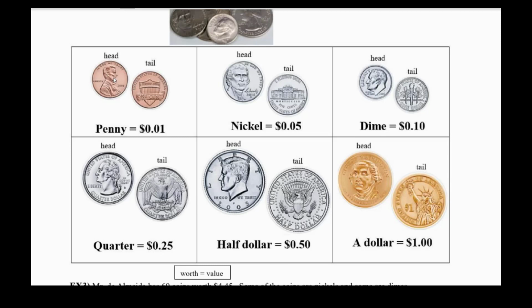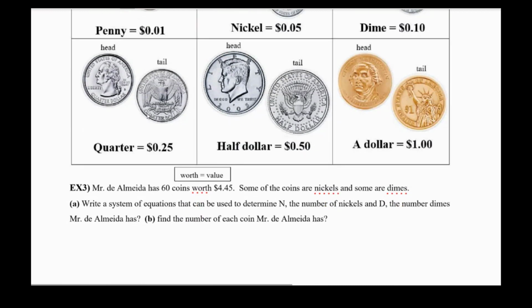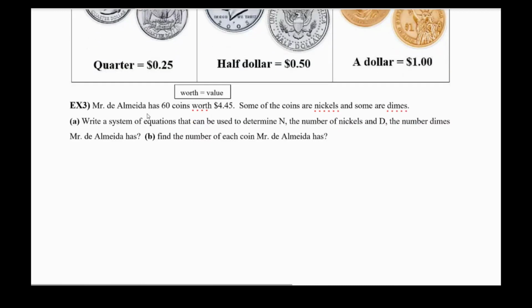In this diagram, it shows the head, which is the side of the coin that has the image of the face of a person or one of the presidents, and the tail, which is the back side of the coin. Okay, all right, very good. So let's go ahead and do example number 3.